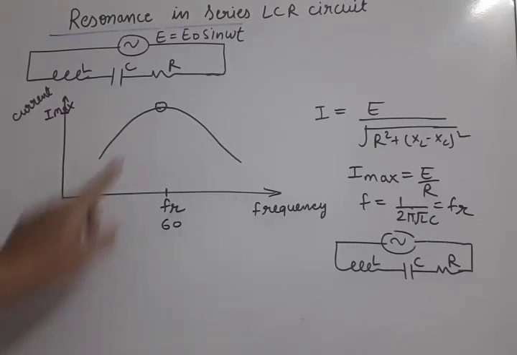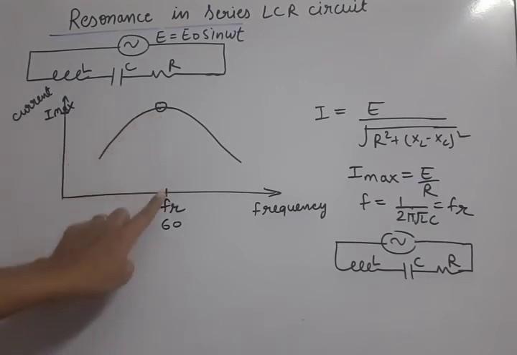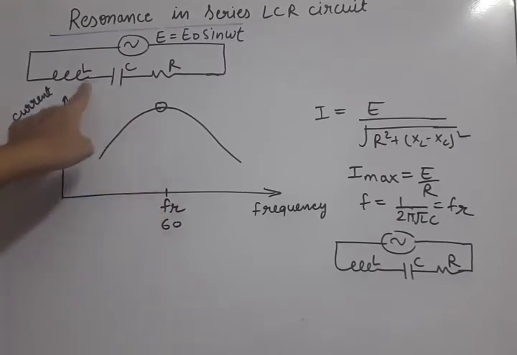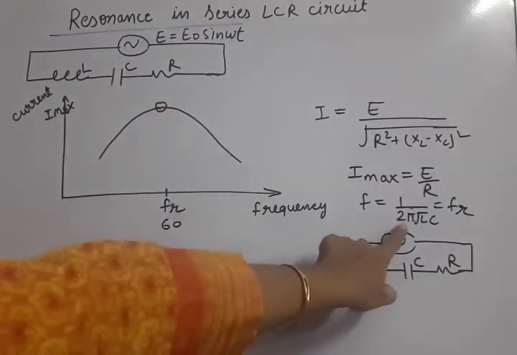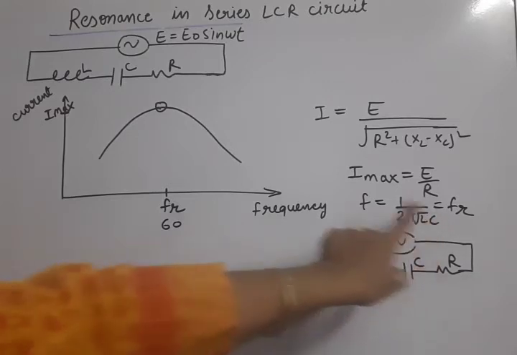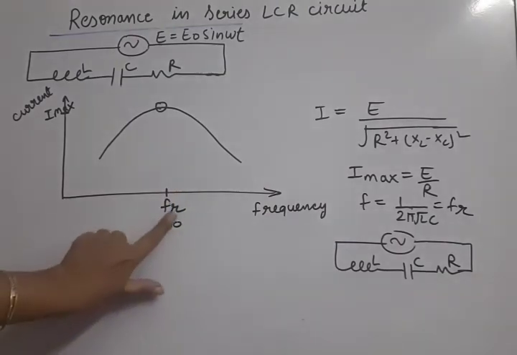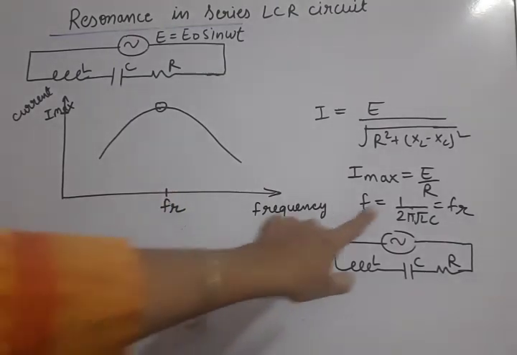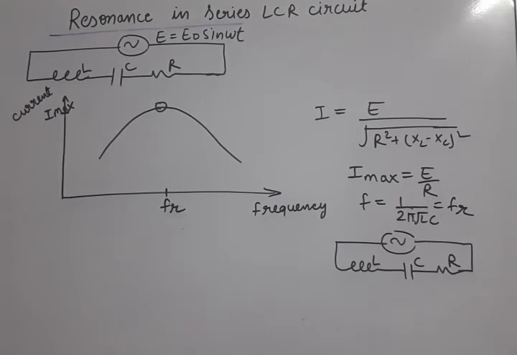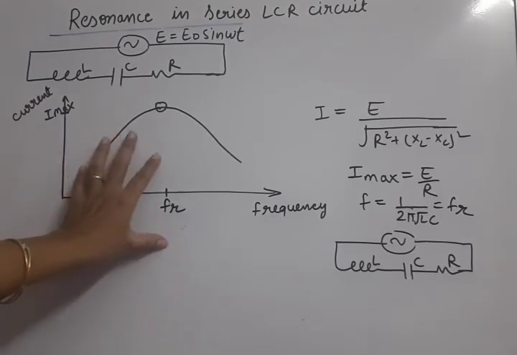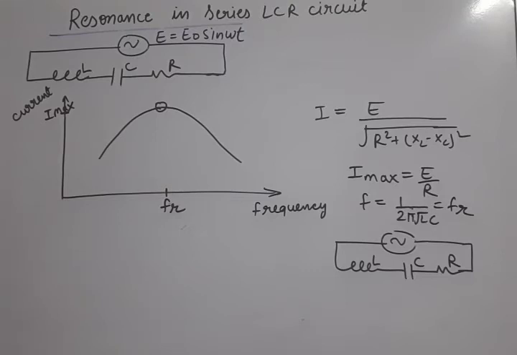You have to remember that current will be maximum only at one particular frequency. That frequency is calculated by the L and C values of the circuit. You can see 2 pi root LC gives the resonating frequency. So 60 is just an example. The value will depend upon L and C. So the graph is like this. Now within this graph, we have to understand the sharpness of resonance. What is this concept?